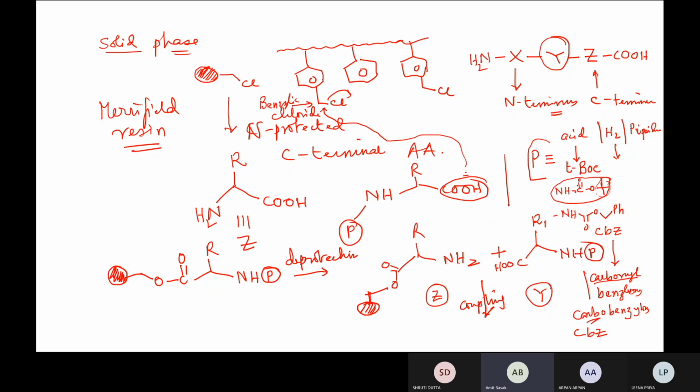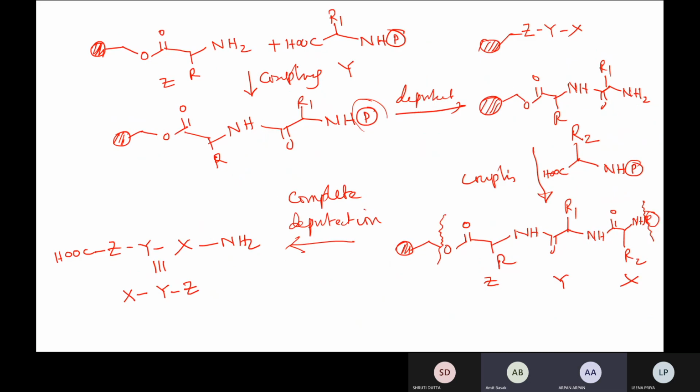Now this is the group which comes off with hydrogen. You remember I told you that this is the group that comes off with hydrogen. This is the group which comes off with acid. And which group comes off with piperidine? FMOC. What is the full name there? Fluorenyl methyl oxycarbonyl. Good, good.